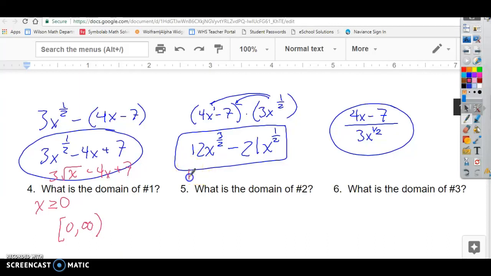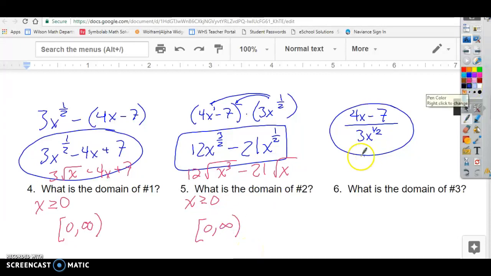Going to 2 here. This is 12x all to the third, but this is all under the square root. Sorry, let me rewrite that again. That 12 is in front of it, so it actually looked like 12 times the square root of x cubed minus 21 times the square root of x. So again, we cannot actually do the square root of a negative here. So again, we're looking at x is greater than or equal to 0. Oh, it's already solved for, so again, we're looking at 0 up to infinity as our domain.